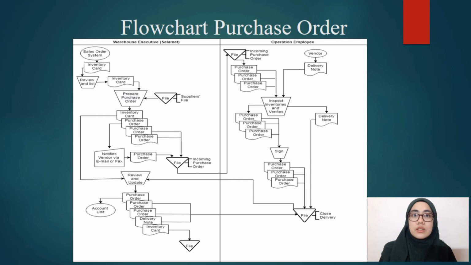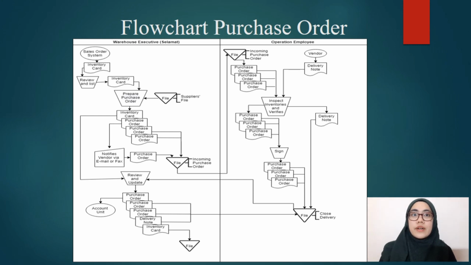After the vendor settles the order, the operation employee will handle the receiving process, where the employee takes out the purchase order copies from the incoming purchase order file together with the delivery note given by the vendor. The employee then inspects the inventory received and verifies the order. After making sure that there is no problem with the order received, the employee signs at the receiving information section in the purchase order form and specifies the receiving date in the purchase order copies.